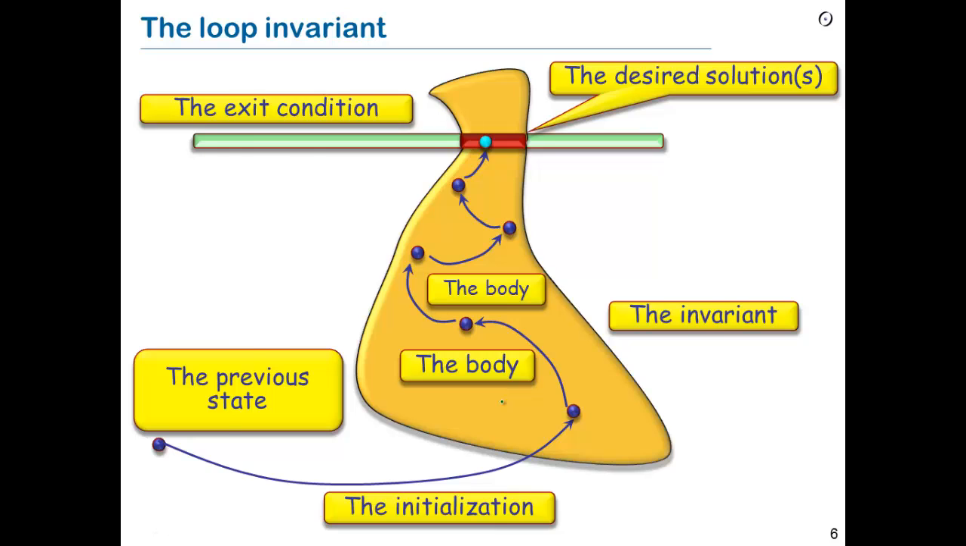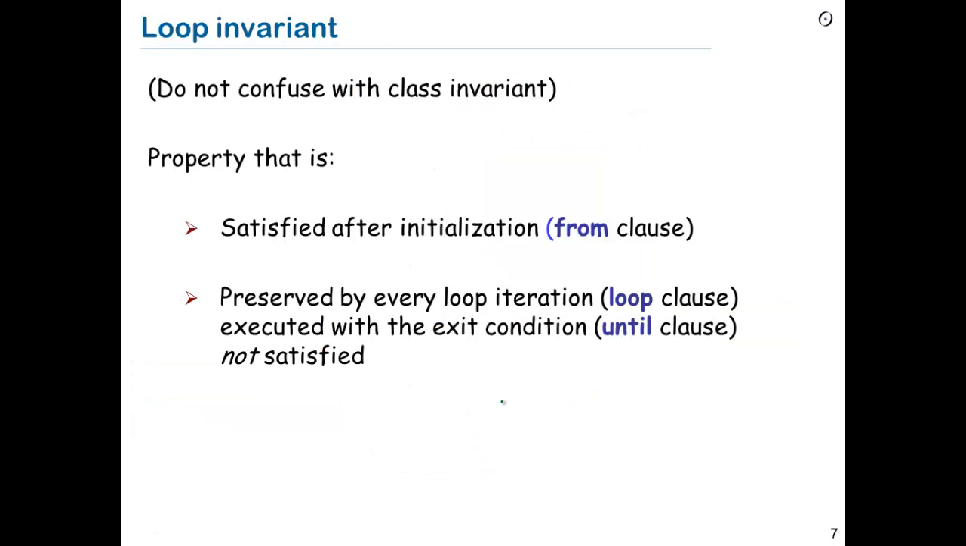What really matters is that you see that for any loop, there is an associated loop invariant which characterizes the correctness of the loop. It's a similar notion to class invariant, but of course it should not be confused with it. We have seen the class invariant which characterizes the correctness properties of a class and all its features. Here we're talking just about a specific loop. What is a loop invariant? Well, we've seen it informally.